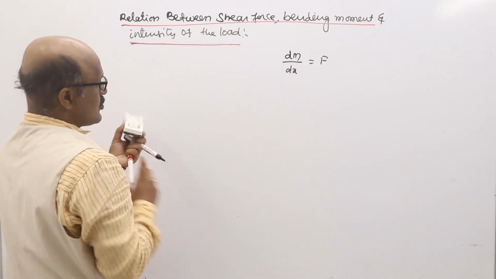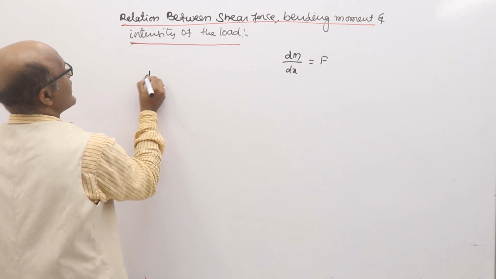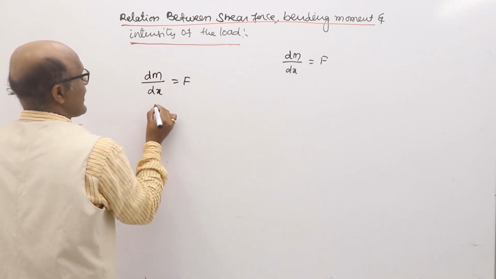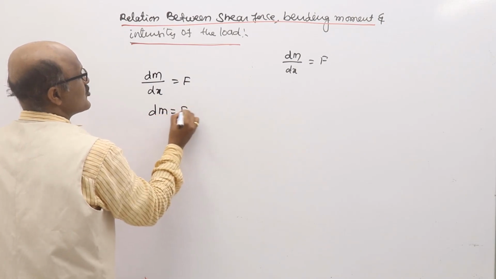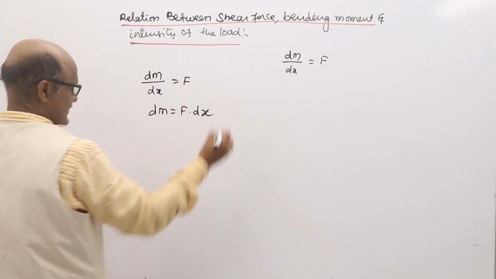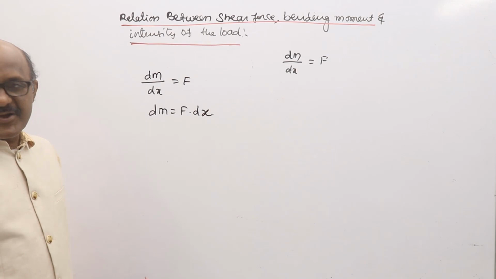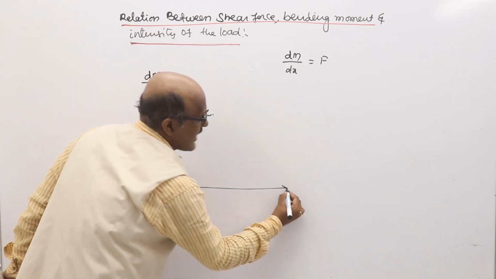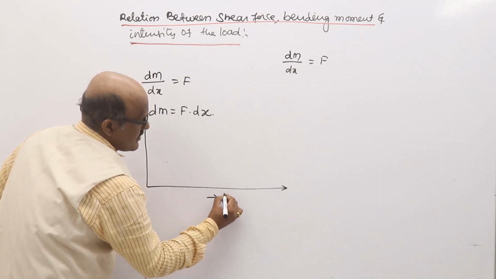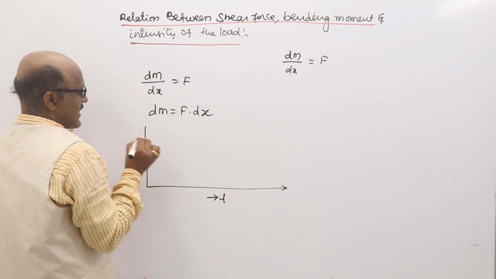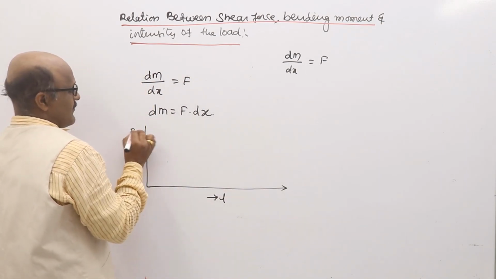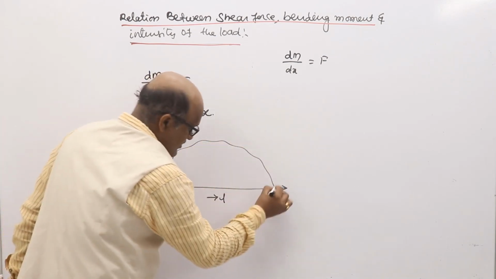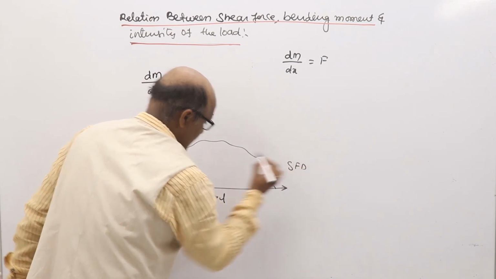So, now coming to dM by dx is equal to F. From this, dM is equal to F into dx. Now, coming to the shear force diagram. On this axis, length of the beam. On this axis, shear force F. Now, this is a shear force diagram, my dear students.